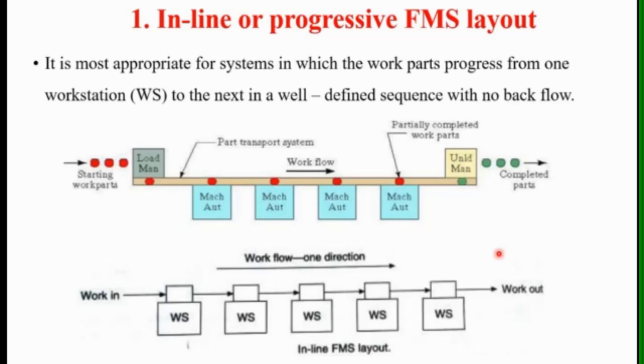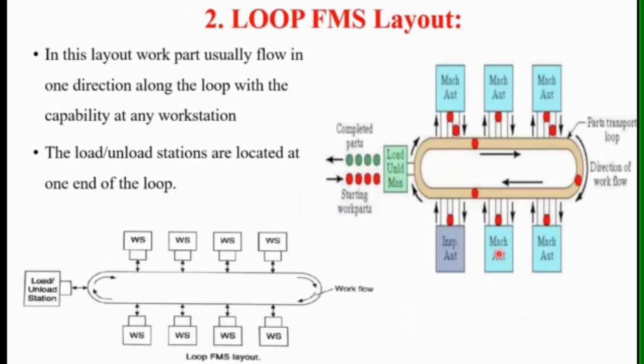So this type of system is called an inline or progressive type of layout of the flexible manufacturing system. Second type is the loop FMS layout. In this layout, the work part assembly flows in one direction along the loop, with the capability of reaching any workstation. So here in this layout we can see this is the loading point.